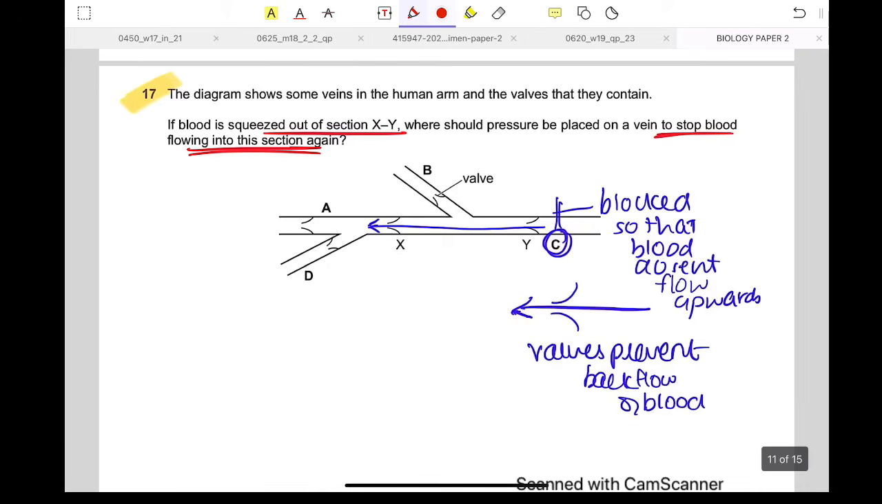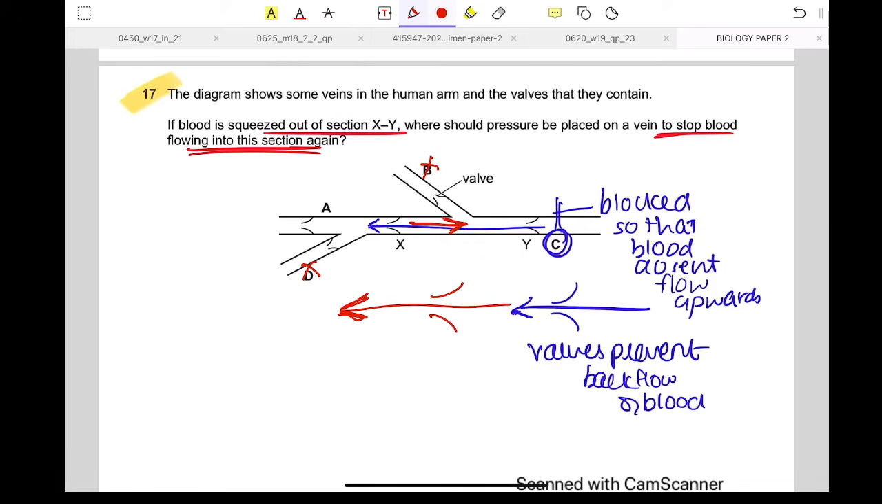Okay, now the diagram shows some veins in the human arm and the valves that they contain. If blood is squeezed out of section XY, where should the pressure be placed to stop the blood from flowing into the section again? So XY, this direction of the valves is important. When it's like this, we know that the blood is moving downward. So you have to apply pressure at C, because only if you apply pressure at C, the blood cannot move back like this. Okay, it cannot move back. This B and this D is obviously wrong.